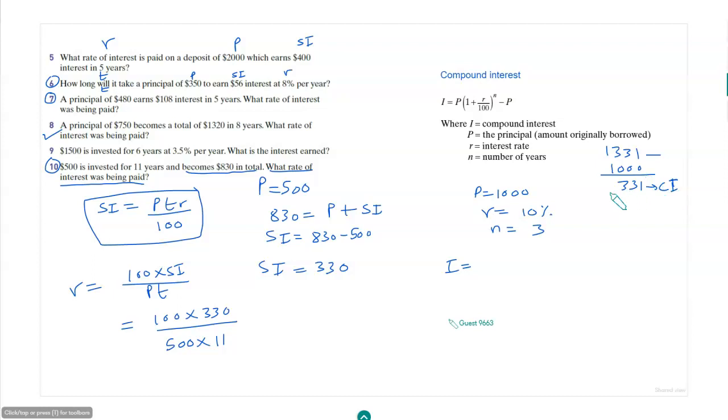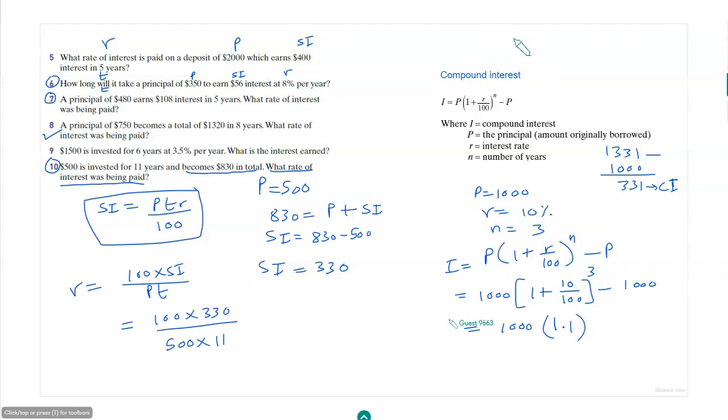Now let's apply the formula and see if we get the same figure. So interest is P into 1 plus R by 100 whole raised to n, minus P. So P is 1000. 1000 into 1 plus 10 by 100, whole raised to 3, minus 1000. So what is 1 plus 10 by 100 as a decimal? 1.1, right?